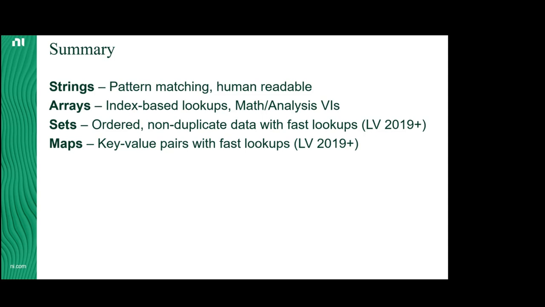For arrays, you will use those if you need to do index-based lookups, if you need to support unsorted data, if you're doing math and you're using APIs that already take numeric arrays. You want to use sets if you want ordered data with fast lookups. You want to use maps if you have key value pairs and you need fast lookups and you're in LabVIEW 2019 or later. I have a couple more minutes here. Does anybody have any questions about everything I just threw at y'all?